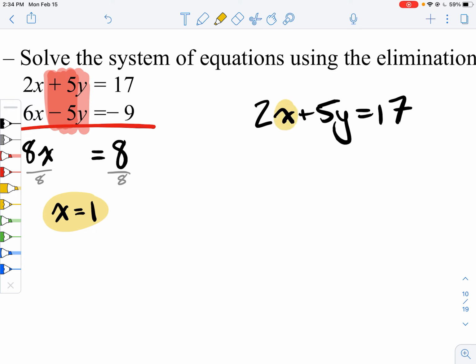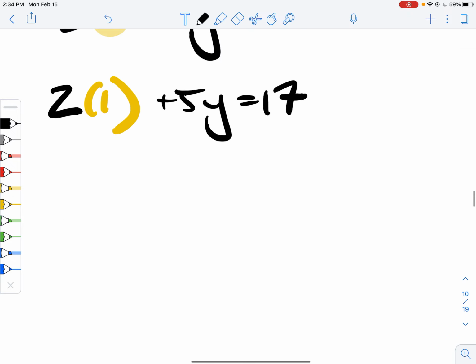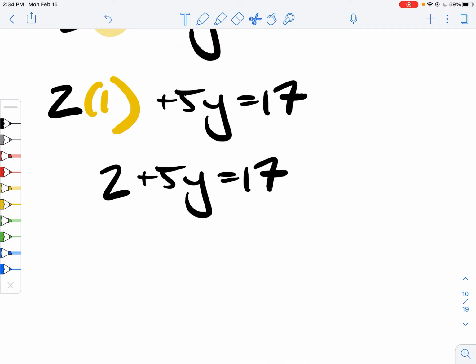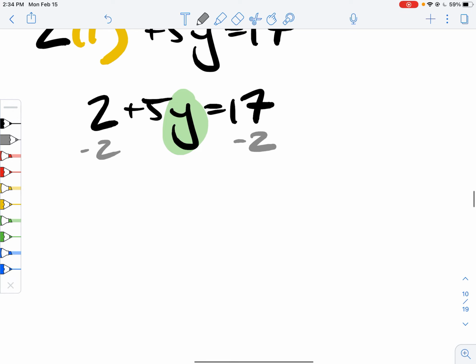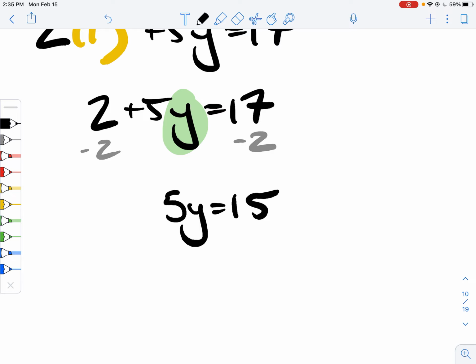We've already discovered that x is 1, so that gives us 2 times 1 plus 5y equals 17. 2 times 1 is just 2, plus 5y equals 17. To get y all by himself, let's subtract 2 from both sides. We're left with 5y equals 15, and finally, to get our y alone, divide by 5 on both sides, so y is 3.